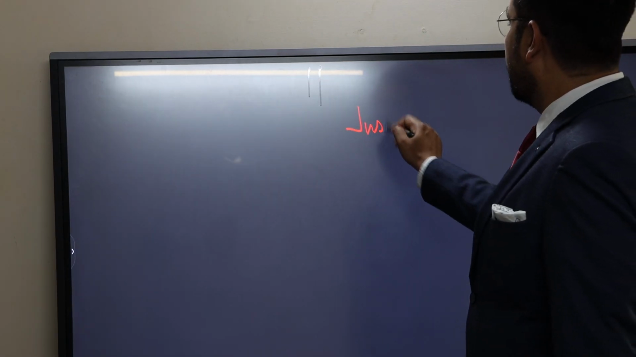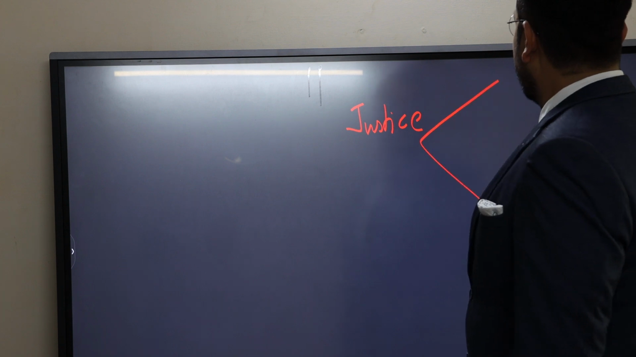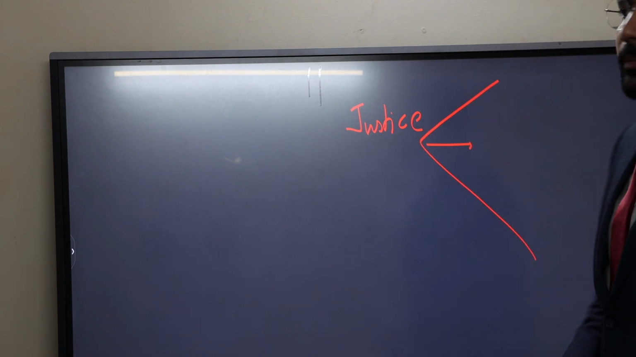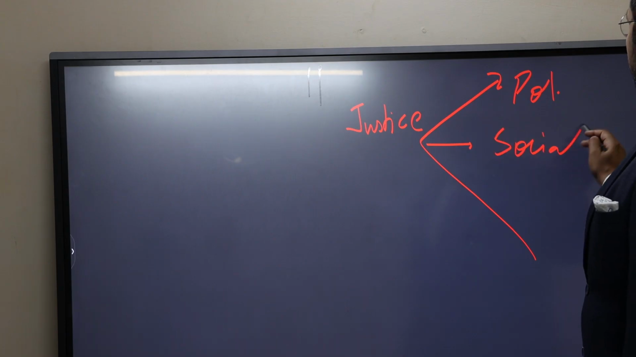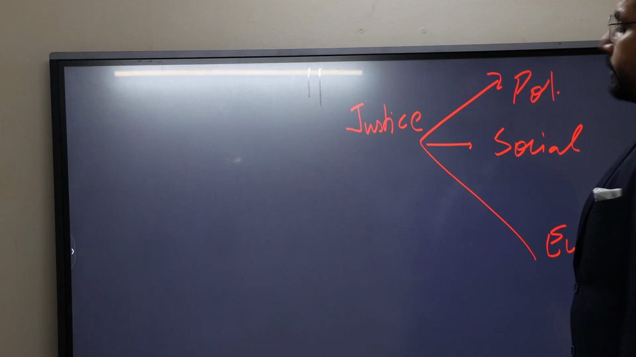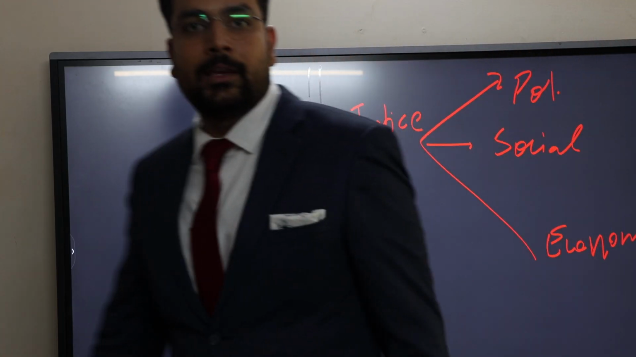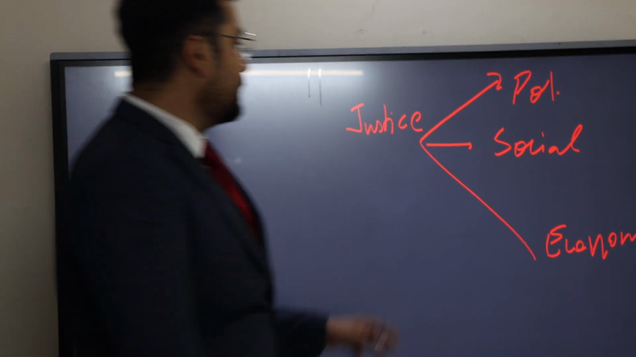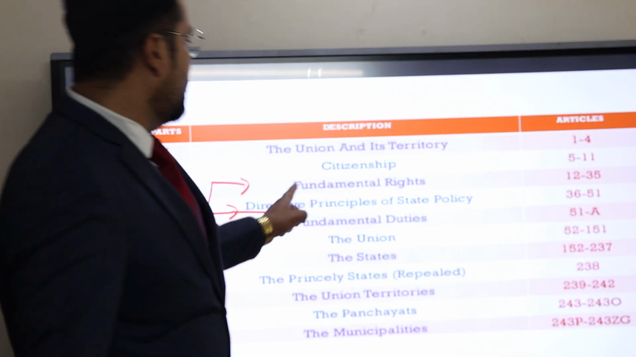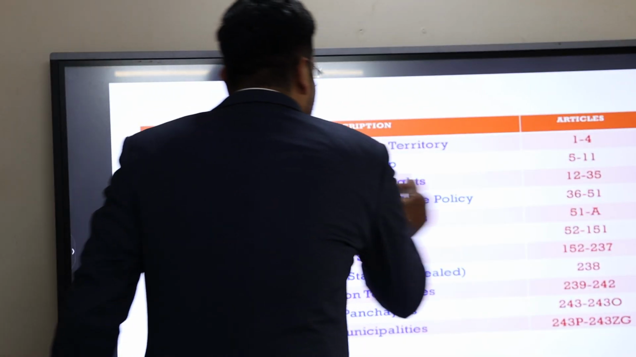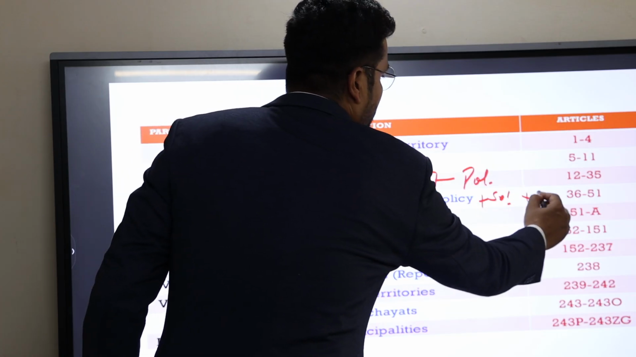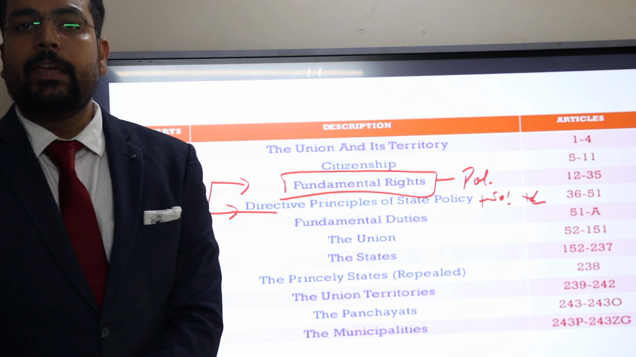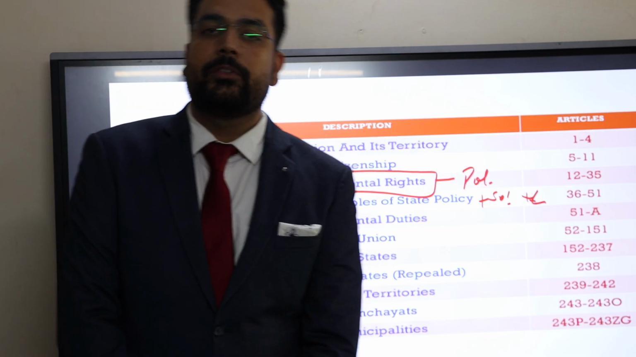of justice that could be of three types: political justice, social justice, and economic justice. I am repeating, justice could be of three types: political justice, social justice, and economic justice. Chapter 3 of the Indian Constitution, fundamental rights, deals with political justice, while social and economic justice are dealt with by DPSP, Directive Principles of State Policy.